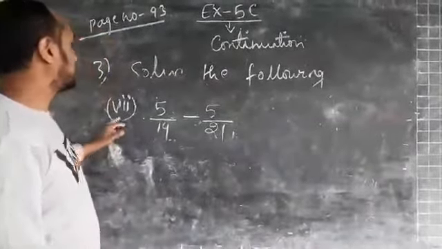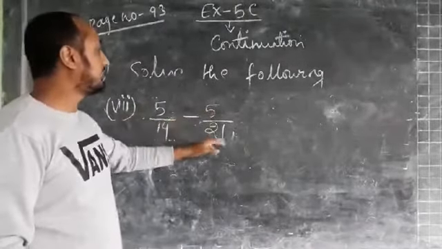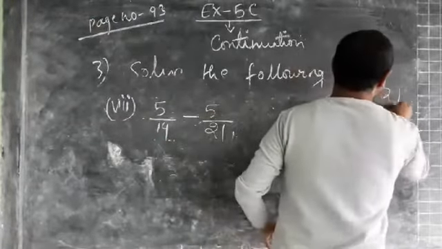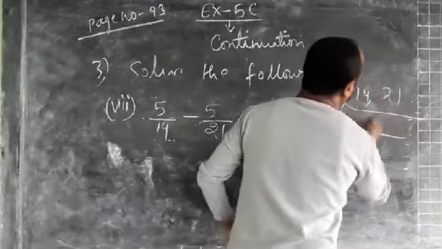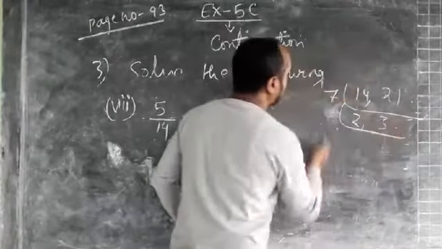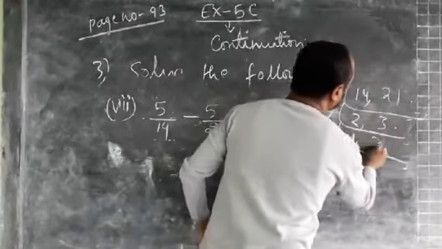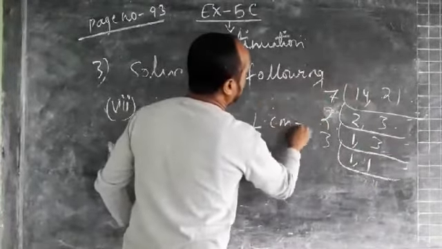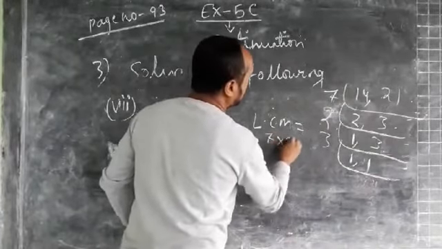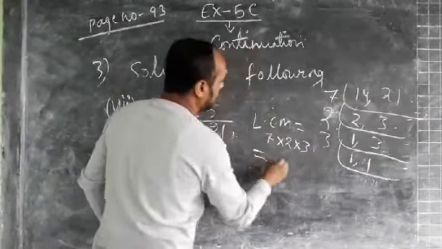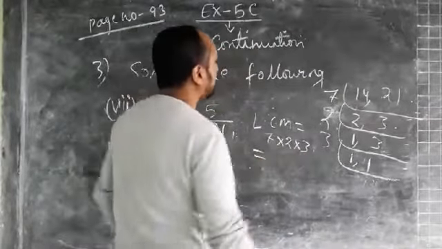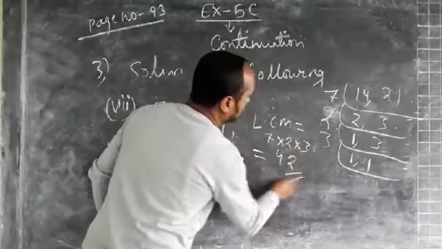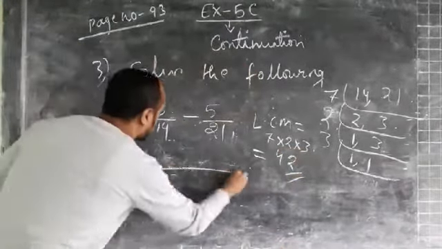The next question we have is question number 7. 5 by 14 minus 5 by 21. For this question we'll take the LCM of 14 and 21. It will go by 7. 7 2s are 14, 7 3s are 21. Now again do it by 2. 2 1s are 2, 3. By 3, 1, 1. So LCM equals 7 into 2 into 3. So here we will get 7 2s are 14, 14 3s are 42. LCM is 42. So here we will write 42.